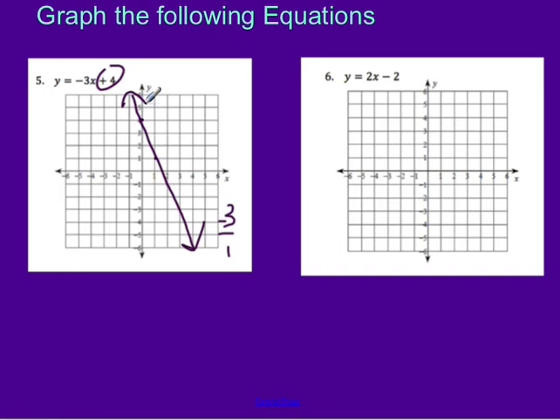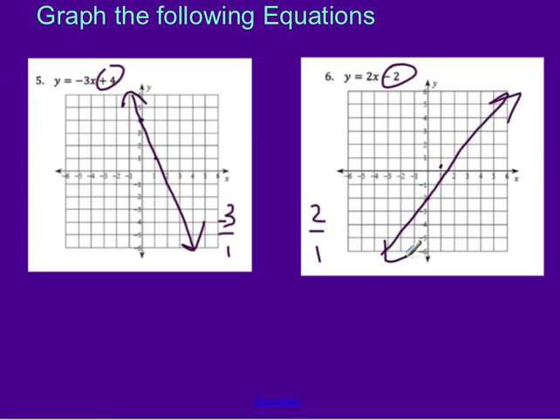Let's take a look at number 6. For number 6, our y-intercept is -2. So we're crossing the y-axis at -2. Now I see that my slope is 2, which is the same as 2 over 1. Since both of those numbers are positive, I'm going to go up 1, 2, and over 1. And then I'm going to connect those points. Hopefully you draw a lot more straight lines than I do, because that was terrible.